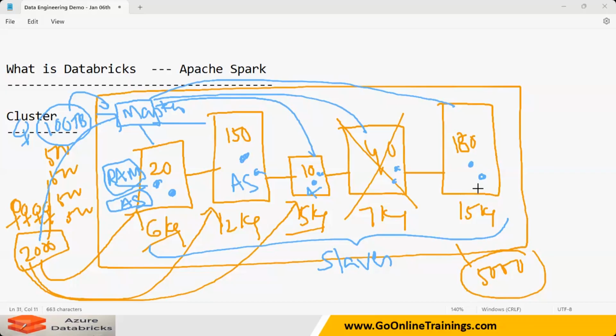Even though one machine is not working, the load will be given to one more machine. For example, this machine is not running. Now you will be able to take this load and give it to these machines, increase the volume in these machines. Am I clear? So this is what you have to understand. Clear?